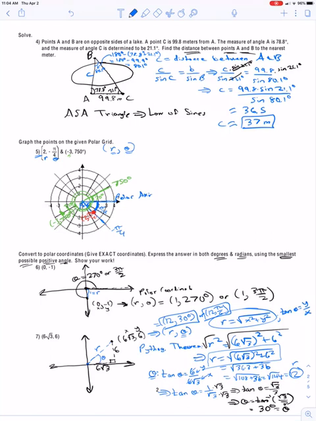So again, that's conversions, looking at converting from rectangular to polar coordinates. We've got definitions: the Pythagorean theorem produced our radius, and the tangent function allowed us to get to theta.